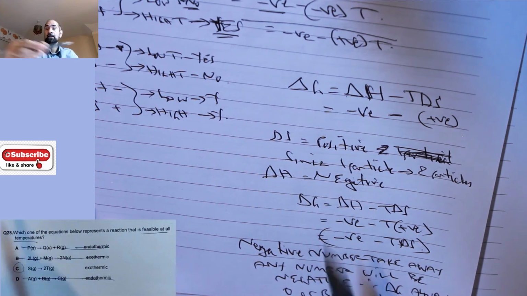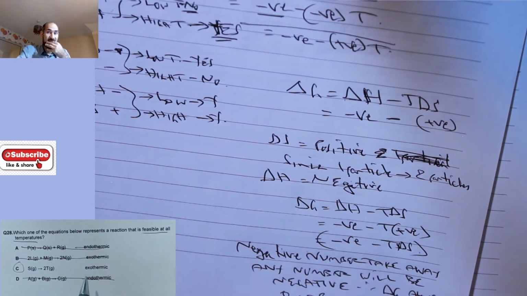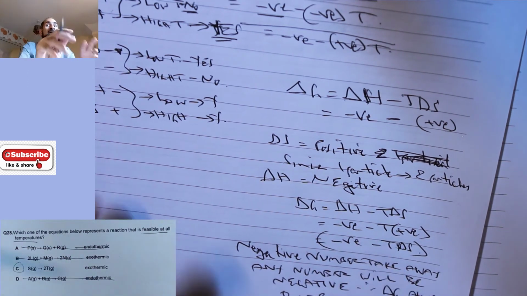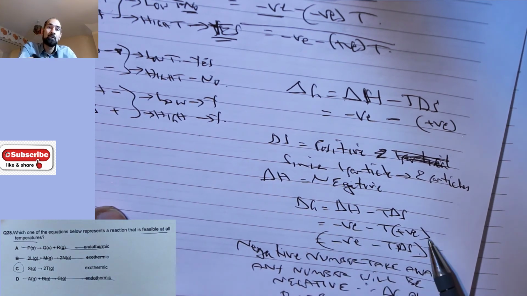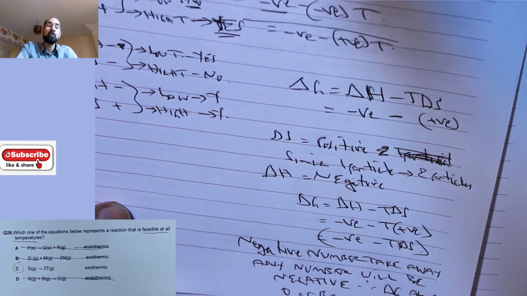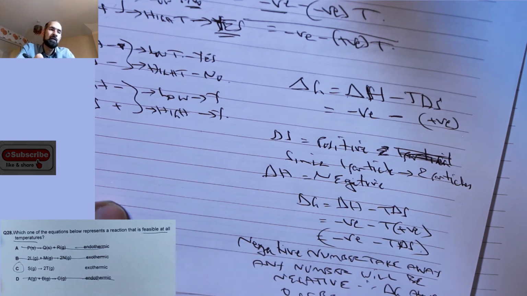Enthalpy is negative. Yes, as I said before, they're giving you that it's exothermic, but you've got to put it in terms of numbers. It's negative enthalpy, so put that expression down, and then write something like this at the end: a negative number, take away any number, will be negative. Therefore, delta G is always 0 or below. Therefore, it's always feasible.